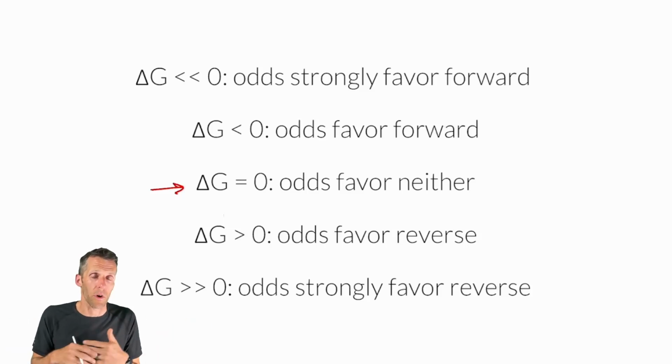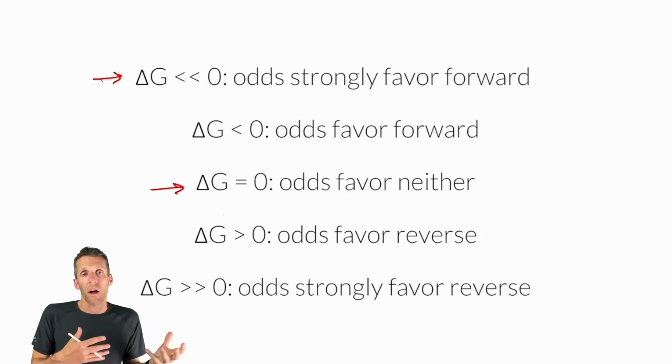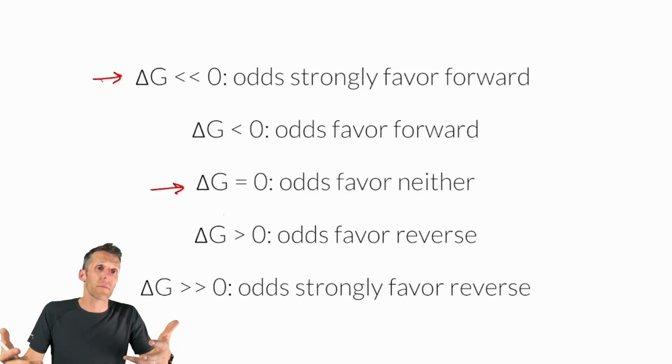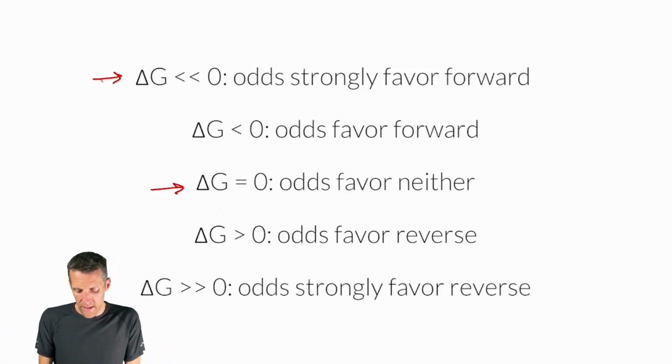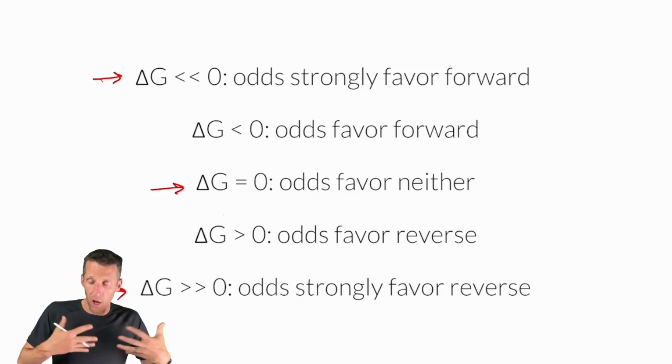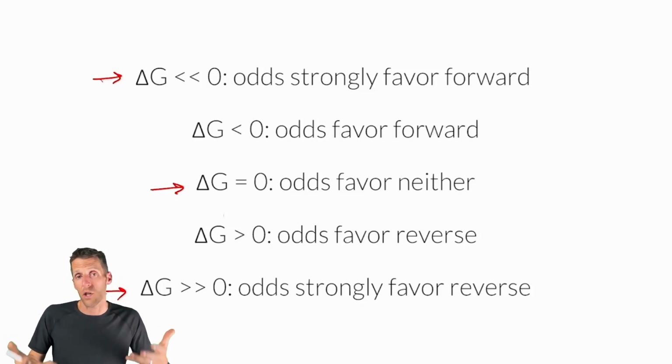They're equally probable. If you go way up here to delta G way less than 0, on that side of the scale, that's saying the odds strongly favor the forward reaction. It's a good bet to say the reaction is going to go forward before it'll go backwards. And then down here, it's the opposite, right? If your delta G is much, much greater than 0, that's saying the odds strongly favor the reverse reaction over the forward reaction.